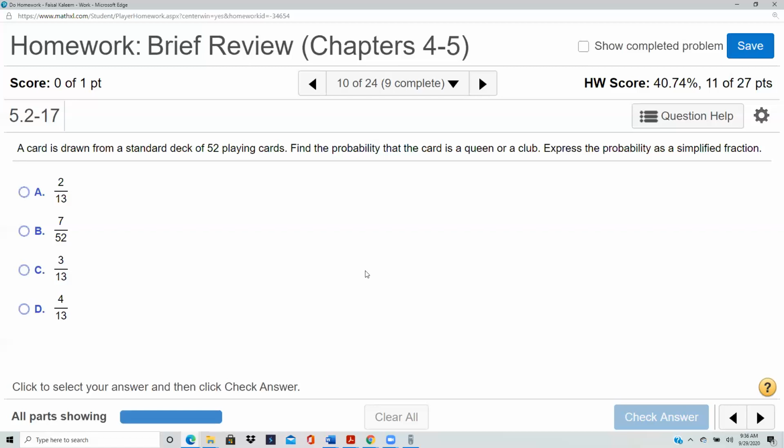Should be 16. So 16 out of... don't look at the answers. So it should be 16 out of? Out of 52. 16 out of 52. And then you simplify it. 16... so 4 out of 13, right.